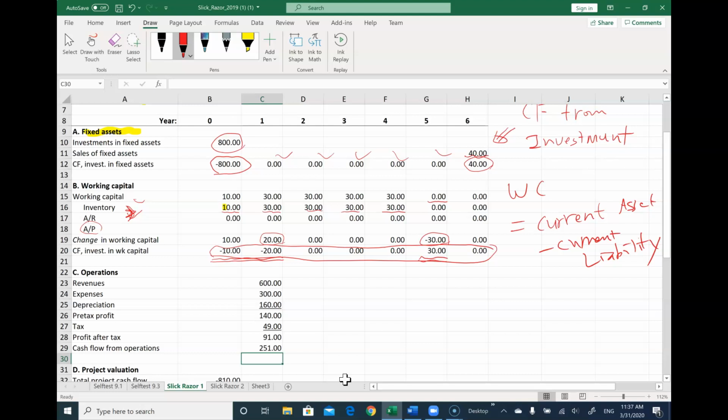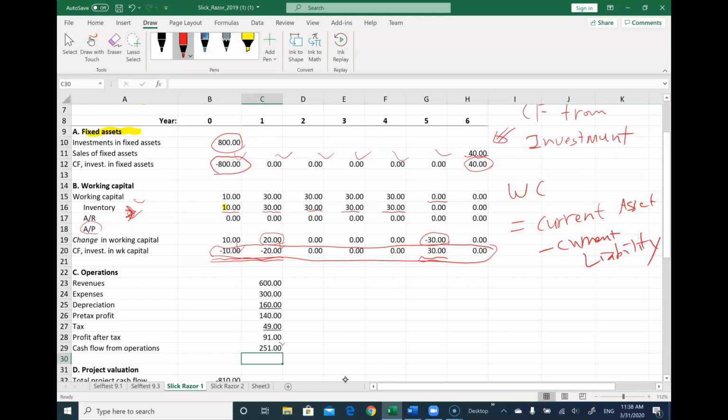So in year 0, the company will spend $800 million, right? And also the company will spend an additional $10 million to build up the inventory, right? And in year 1, the company will generate the cash flow of $251 million from its operation. At the same time, because the company will build up the inventory even more, there is an additional cash outflow of $20 million. Okay, so that's the kind of picture that we are looking at, right?